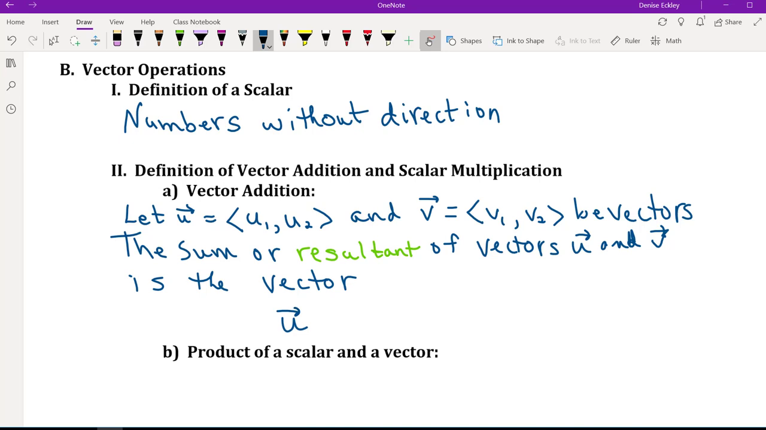It would look like this: U plus V equals, and all you do is add the components. U1 with V1, and then U2 with V2. Now be careful, adding two vectors is a little different than the head-tail. The head-tail resultant is taking 2 points in space and combining them to create a vector representation. But adding two vectors is literally just adding their components together.